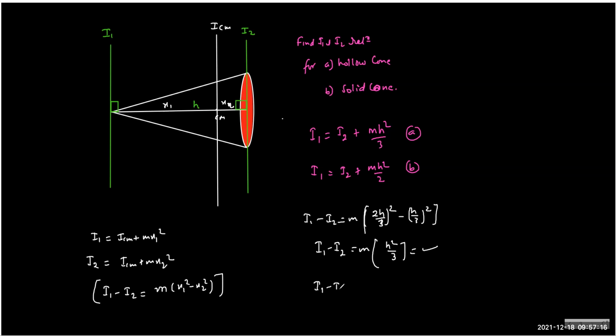And for B part, it is 3h by 4 minus h by 4. So 9 minus 1 is 8 upon 16 is 2. Okay, that is the right answer. So both answers are correct.